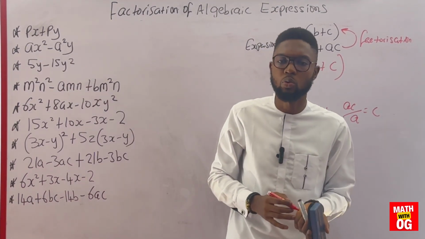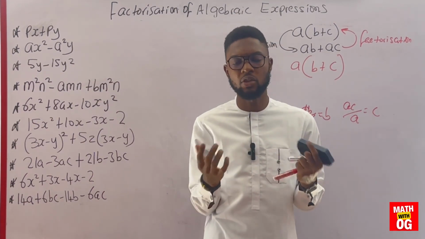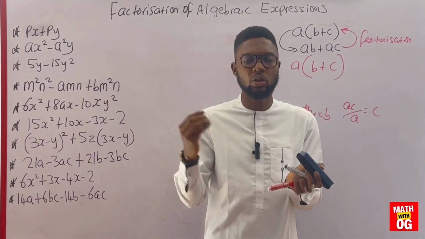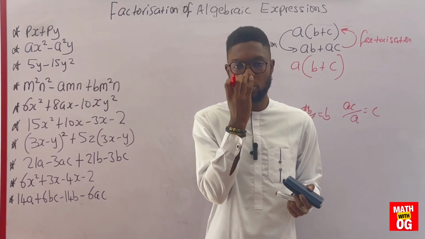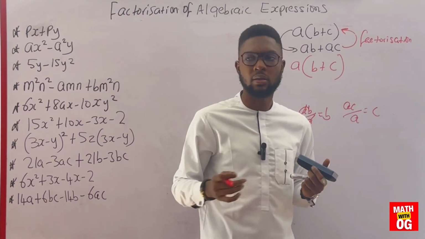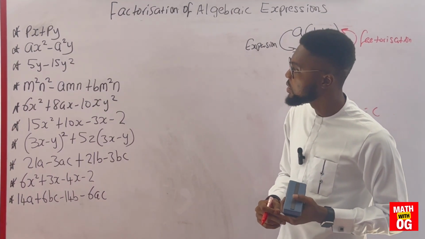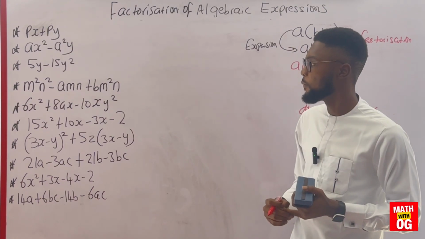So that's all you do under factorization. Look for the HCF of each term, then factor it out, look for how many times it goes into each of the terms, and you get your answer. There are some cases where it will become longer than this. That's why we have questions on the board. So by the time we are done with these questions, I believe factorization will not be a problem for you.